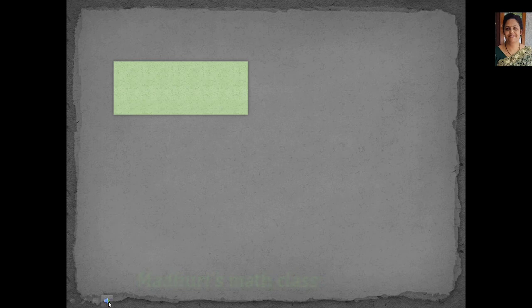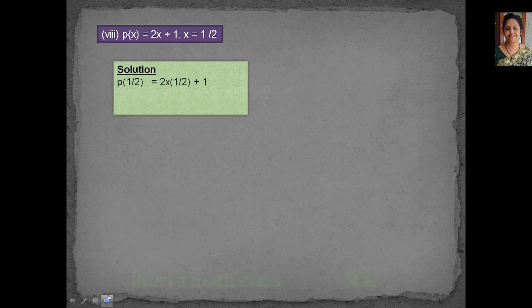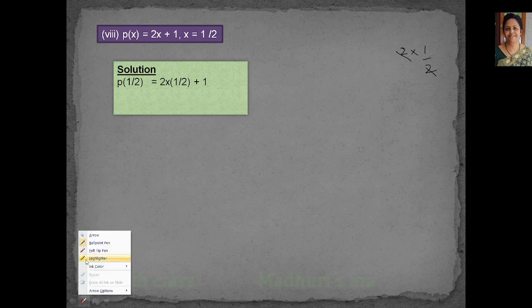Next one, Px is equal to 2x plus 1, x is equal to half. We can check. P of half is equal to 2 into half plus 1. What is 2 into half? 2 into half, 2 and 2 cancel, you will get 1. So 1 plus 1 is equal to what? 1 plus 1 is equal to 2. So it is not equal to 0. Therefore, half is not a 0 of Px.